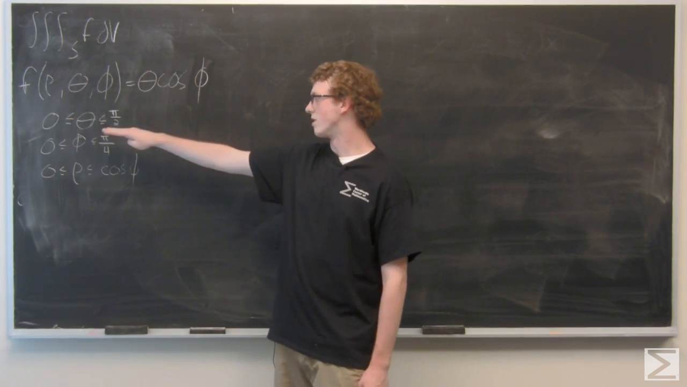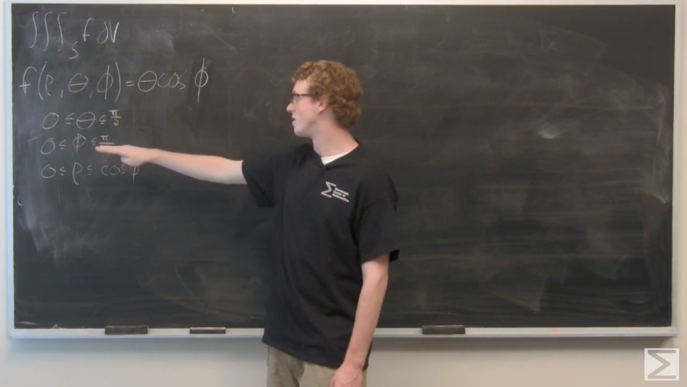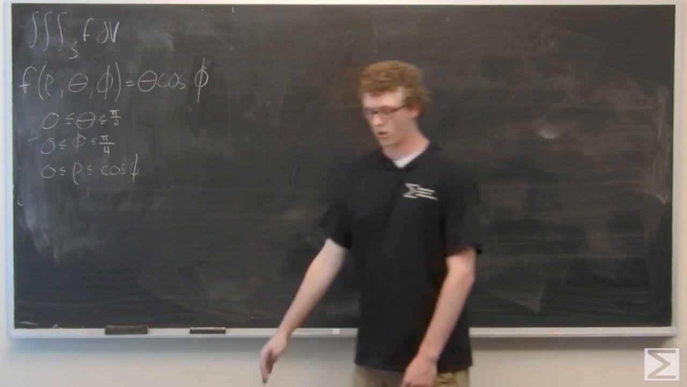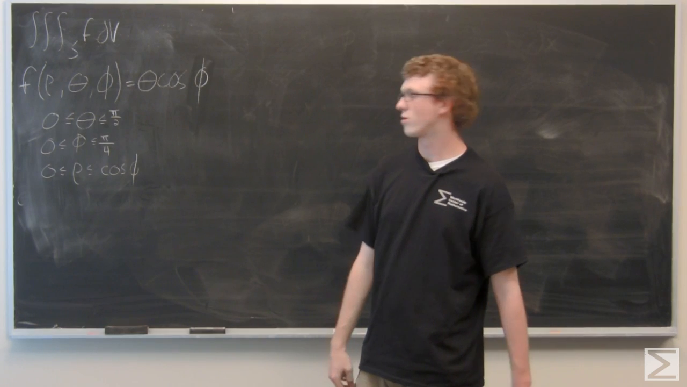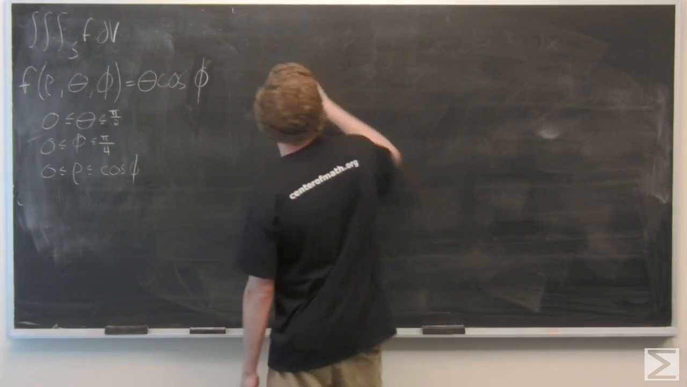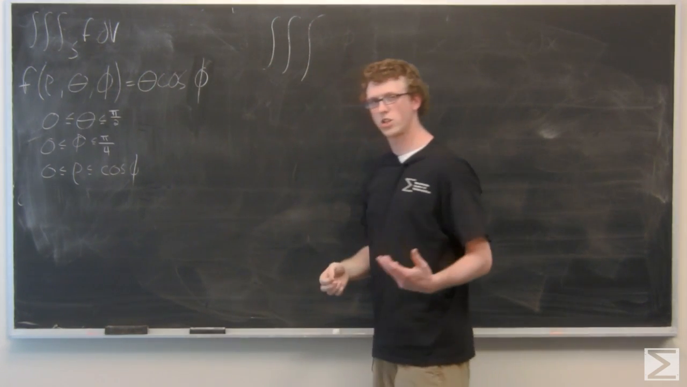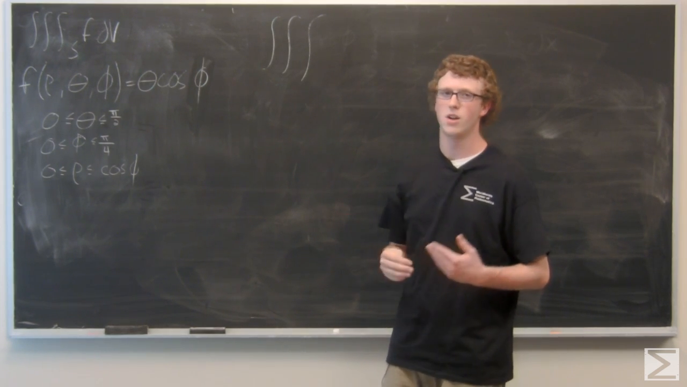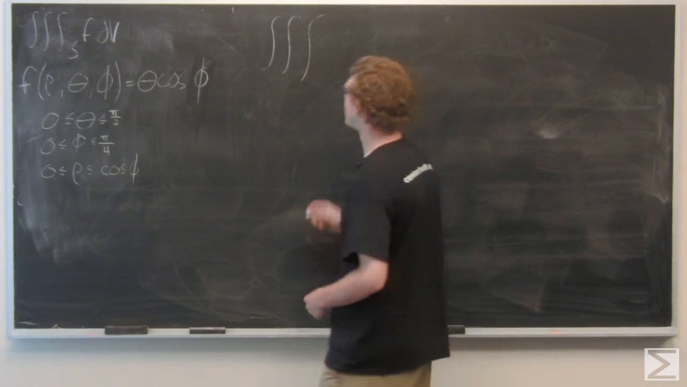Theta is between 0 and pi over 2, phi between 0 and pi over 4, and rho between 0 and cosine phi. So since rho equals cosine phi, we're going to integrate with respect to rho first. That way we can get rid of that phi. It doesn't matter as much if we integrate theta or phi first, but since we're integrating rho, which has a term of phi in it, we're going to do phi second, and then theta third.